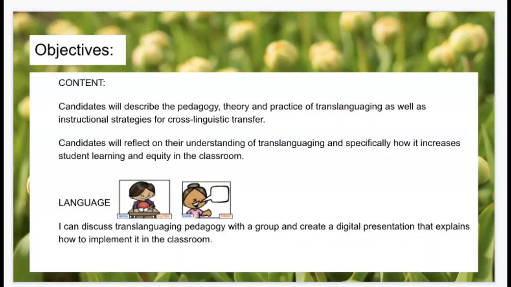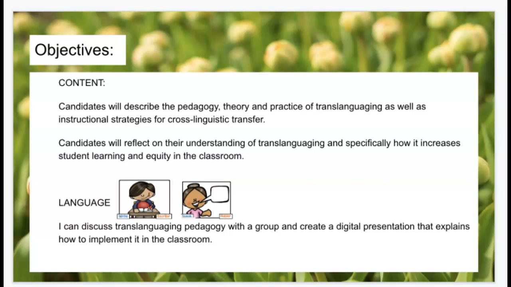So your objectives for this week are: the content objective is to describe the pedagogy, theory, and practice of translanguaging, as well as instructional strategies for cross-linguistic transfer. And you will reflect on your understanding of translanguaging and specifically how it increases student learning and equity in the classroom. That is really the key with translanguaging. It is an equity tool. It is a way to level the playing field for students to be able to use their full linguistic repertoire.